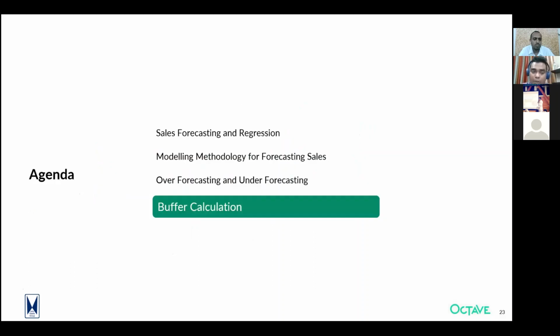So far we discussed the over forecasting and under forecasting error. Once you have the model, you can't change anything. But there are certain descriptive methodologies you can use to avoid this. A common approach is to use a buffer.